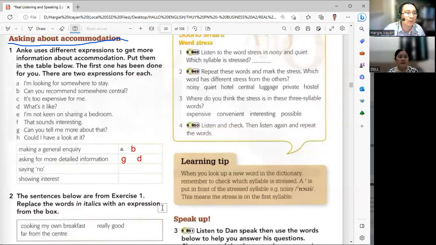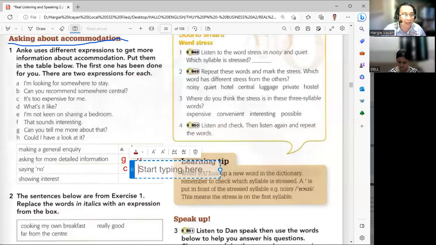Thank you. Okay, three. It's letter C. Yes, so that would be letter C, and the other one is letter... I'm not keen on sharing a bedroom. The word not, that means it's also no. So that would be letter E.